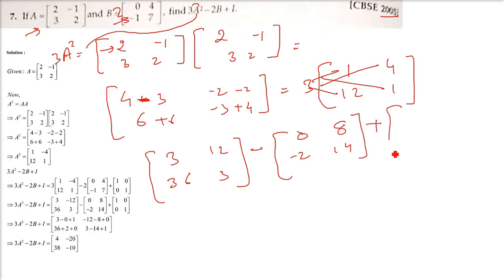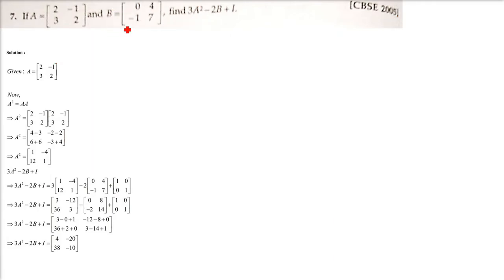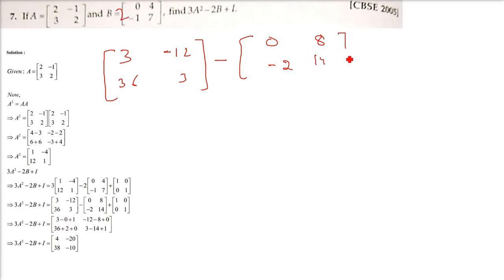What is I? I is the identity matrix. So identity matrix is just all the ones in the diagonal. Since it is 2 by 2, this is 1, 1, and 0, 0 elsewhere. We have already found 2B and 3A square and I. Now I'm just adding it. 3, 36, minus 12 and 3, minus 2B, which we have already done: 0, 8, and negative 2 and 14. Then identity matrix, the diagonal 1 1 will be there.